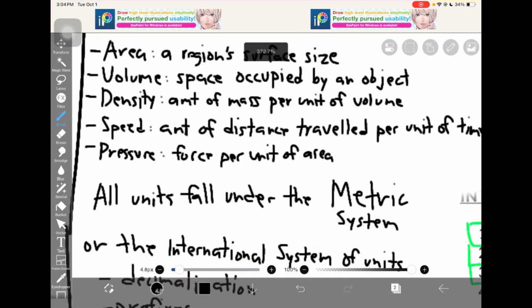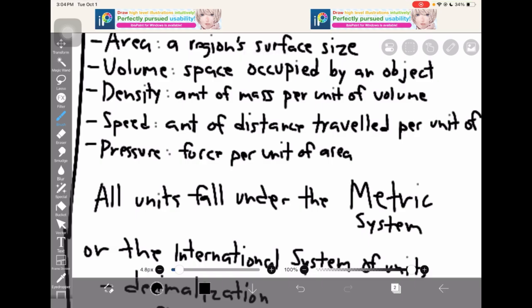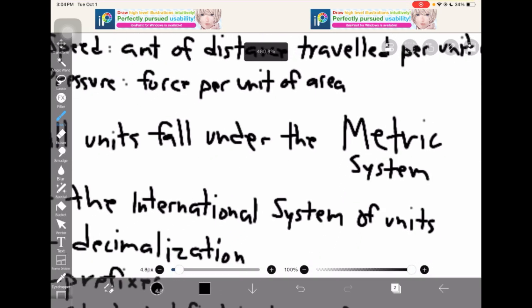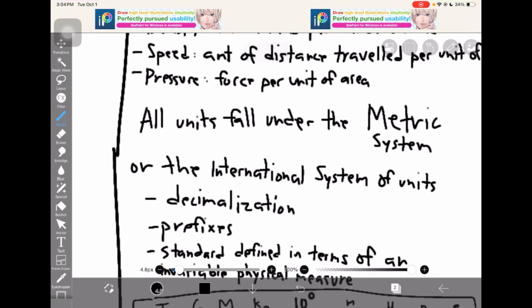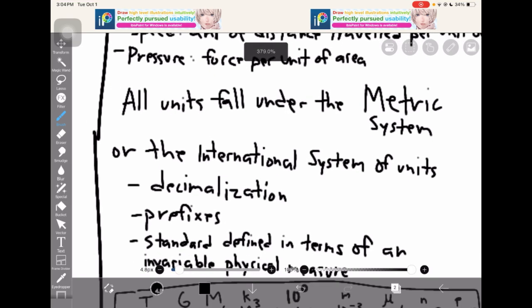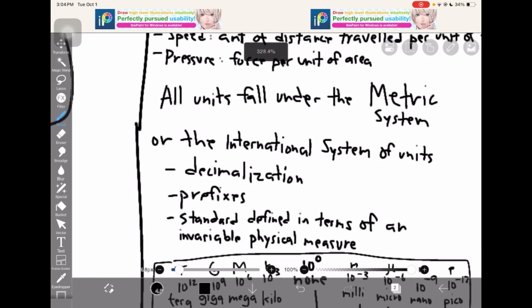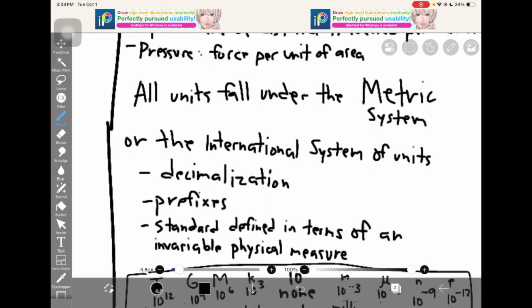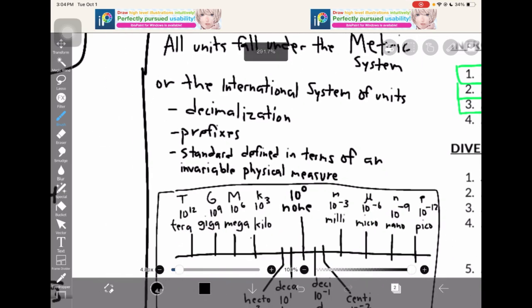We usually use the metric system, which is adopted worldwide except in 3 countries. It has now evolved to be called the International System of Units, or SI. It uses decimalization, prefixes, and standards defined in terms of an invariable physical measure. Sorry about that.